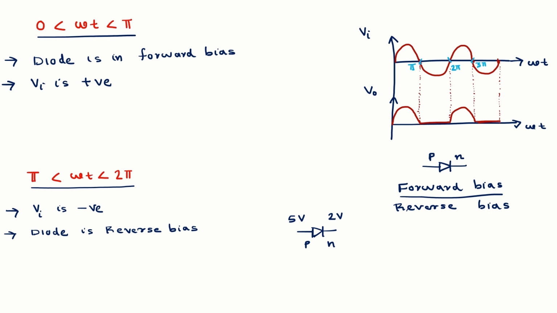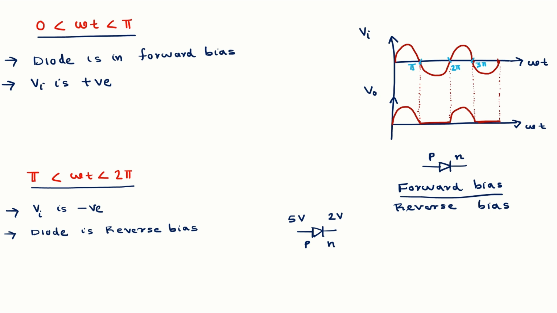Then forward bias, or I can say the diode is in conduction mode. The diode is in forward bias, the same statement as saying the diode is in conduction. Conduction means a current is flowing through the diode. That means when a diode is said to be forward biased, it implies that a current is flowing through the diode.